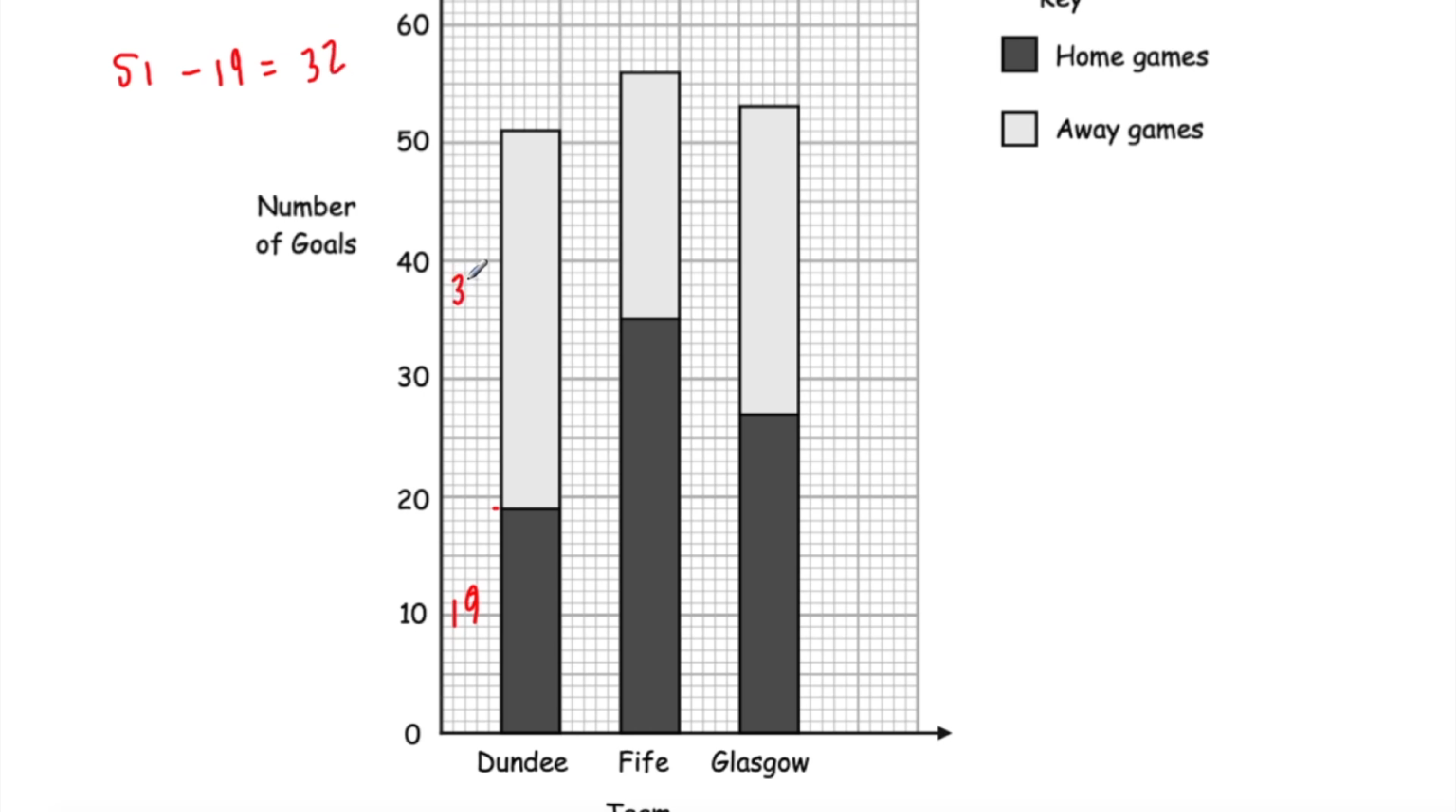So that means there's 32 goals in their away games, and we did that by just taking the total height, which is 51 goals altogether, and taking away the 19. Another way we could have done it is we could have just looked at the bar and went, well that's 1, and then another 10, that's 11, another 10, that's 21, another 10, that's 31, and another goal, that's 32. But just knowing that you're starting here and not at the bottom. Okay, so that's how we look at this composite bar chart.